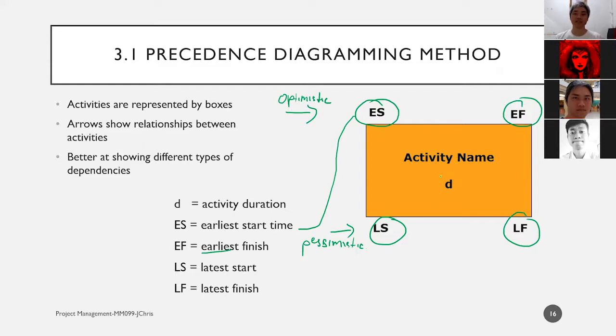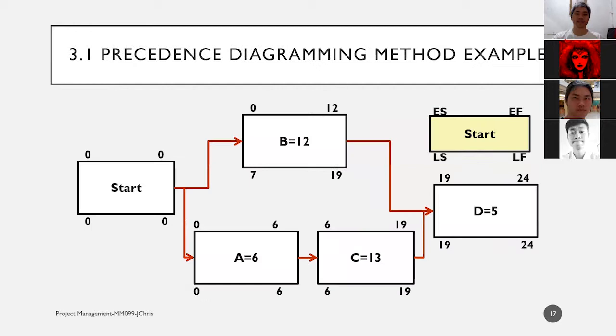The box itself represents an activity where we write the activity name. It doesn't need to be detailed, but specific enough so that we know what activity it is doing. And then the activity duration. You can see an example in the precedence diagramming method example.